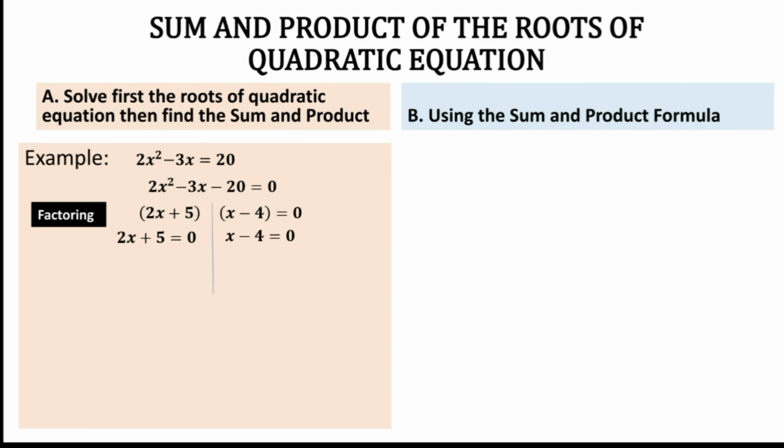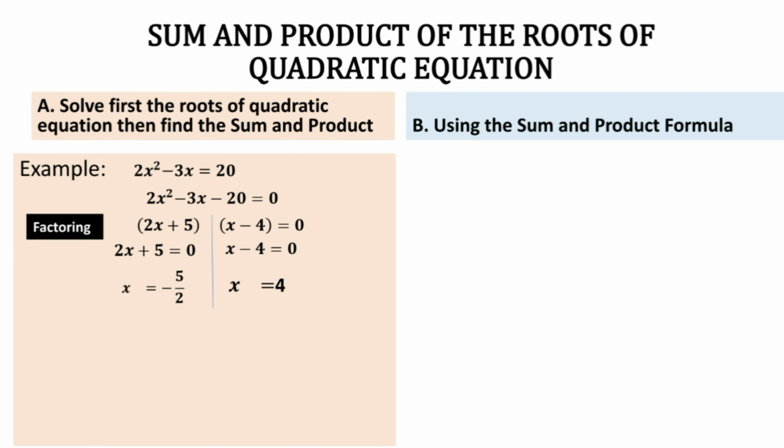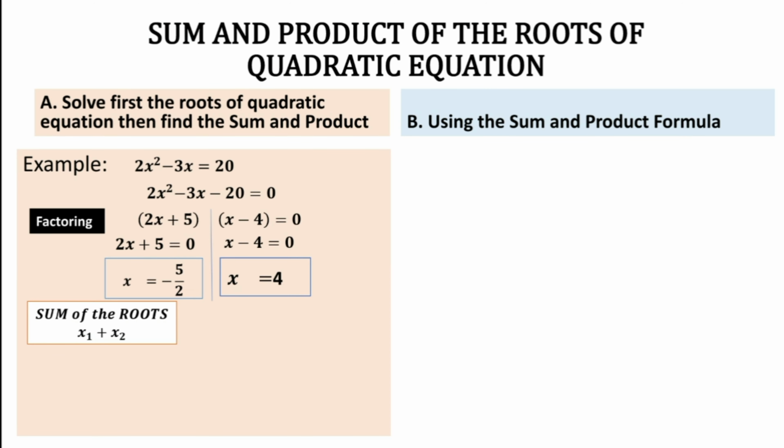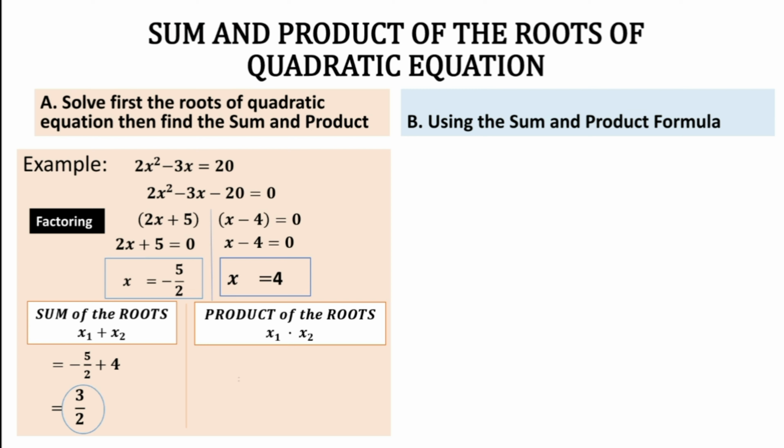Solving for the solutions, the first root is x equals negative 5 halves and the second is x equals positive 4. Now let's solve for the sum and product of the roots. For the sum of the roots, add negative 5 halves plus positive 4. Simplify, so the sum of the roots is equal to 3 halves. For the product of the roots, we will multiply negative 5 halves and 4. So the product is equal to negative 10.